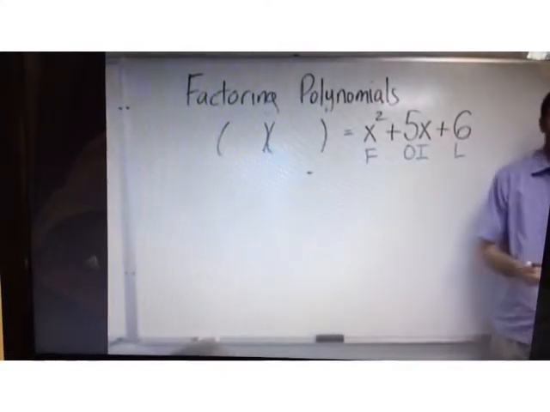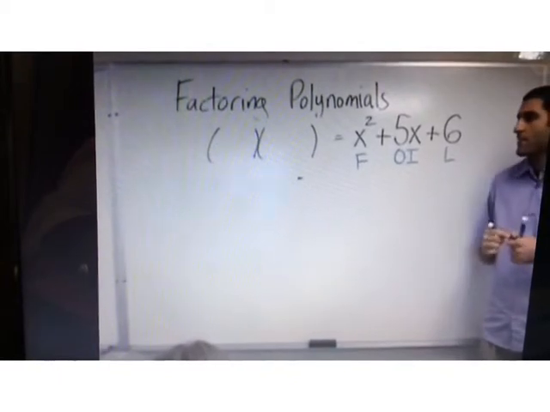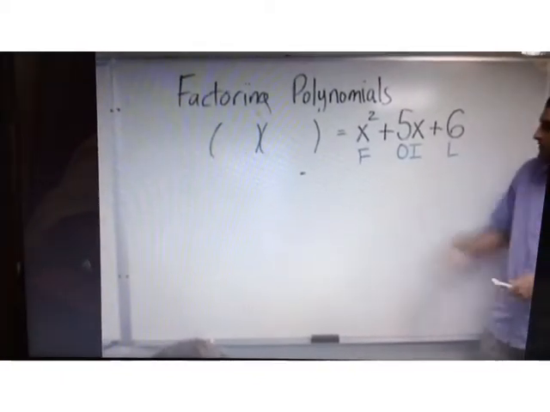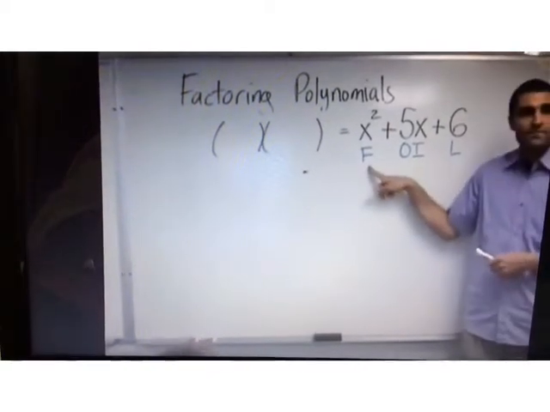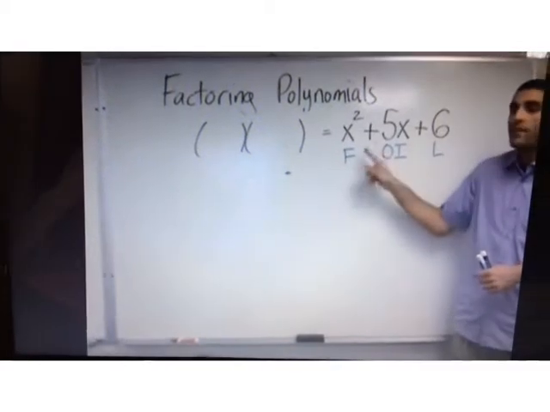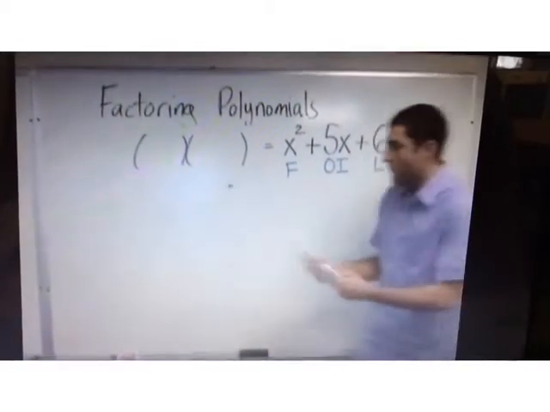The answer will look like this. So at least I write the parentheses. Then I say, okay, I know the first term is the F term. First times first. So 1 times 1 makes x squared. Yes? x times x. So we put it in.